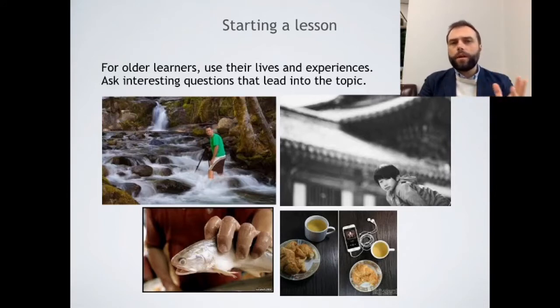So think about easy warm-up questions related to where they went on the weekend, their favourite trip, how many brothers and sisters they have, do they know anybody who has an interesting hobby, did they eat some nice food recently. So for older learners, it is really important that you use their lives and their experiences. It's quite different from teaching young learners, who don't have rich experience of life that you can use in your teaching. Okay, so think about using lives and experiences.